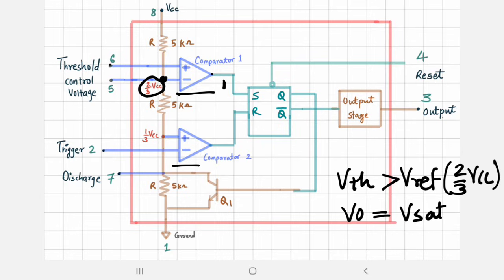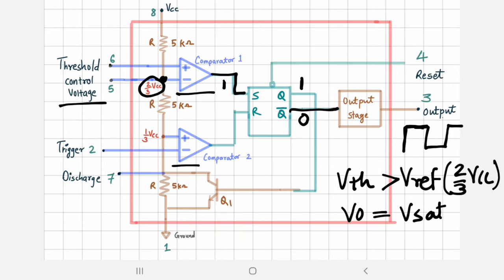So you'll get 1 here, which will set your flip-flop, and you'll get 1 at Q and 0 at Q bar. 0 will go to your output stage and you'll get 0 at the output, meaning low at the output. So in the first step, when we were looking at this comparator, your output was high and now your output turned low. In this way, these comparators will turn your output from high to low or low to high. So you understood the basic concept.